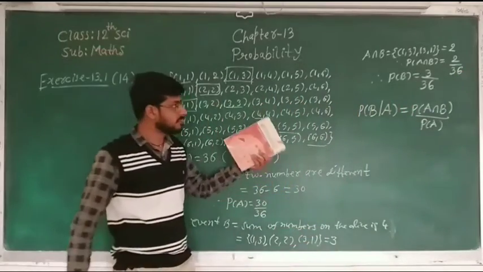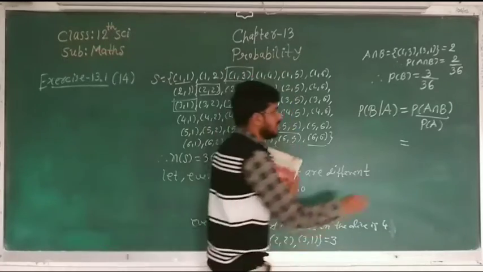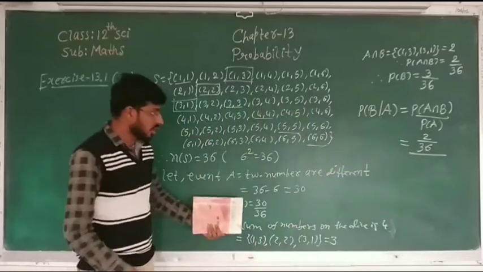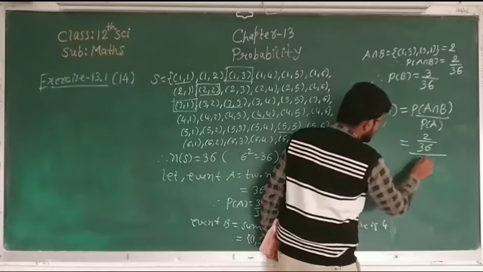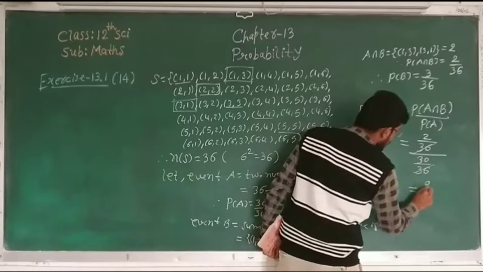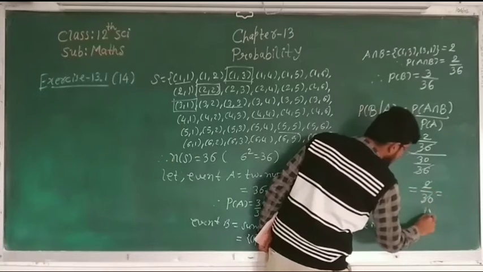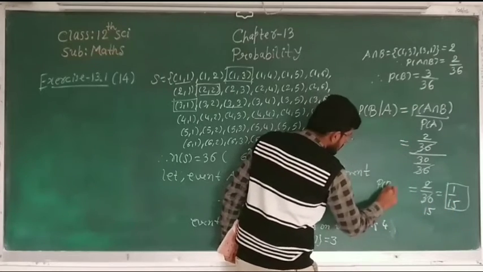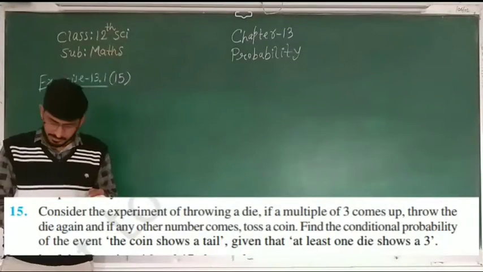Don't simplify it. Now see, put the value of P of A intersection B, 2 by 36, in the numerator upon P of A, which is 30 by 36. Here 36 will cancel out. So we get 2 by 30. Simplified, 2 15s are 30, so we get 1 by 15. It gives P of B given A. Is it clear?